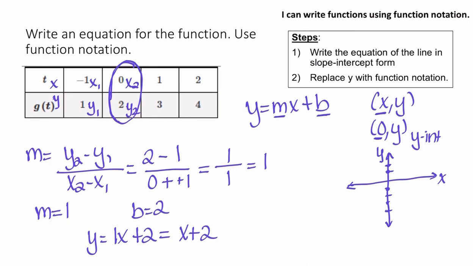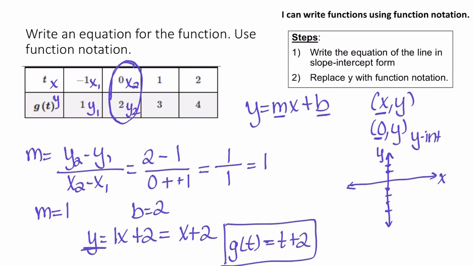In this equation, instead of x and y, they use t and g of t. So you can just plug that in and substitute in this formula. So we would have g of t equals t plus 2. Okay, so all I did is replace the y with g of t for function notation, and then the x is already being used as t, so I just replaced that x with a t.